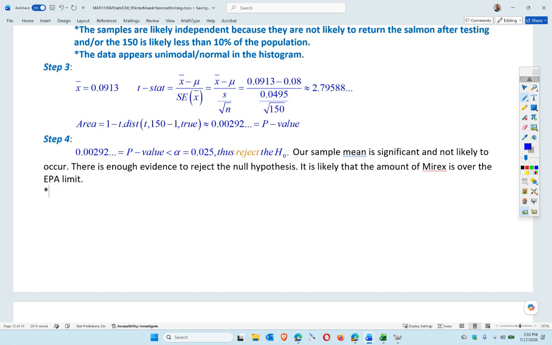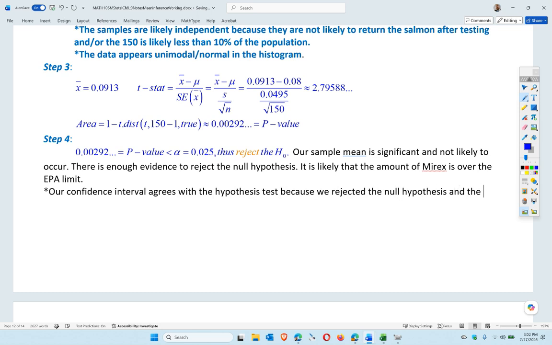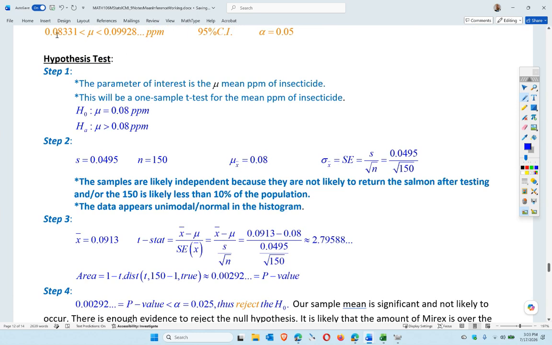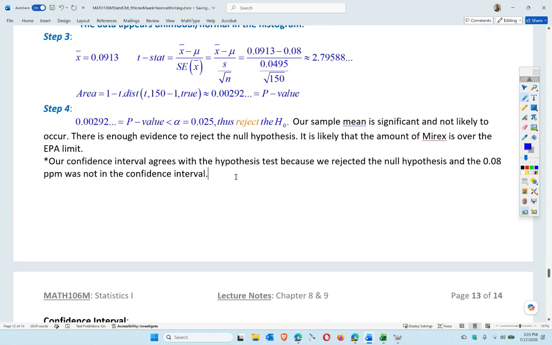So our confidence interval agrees with the hypothesis test because we rejected the null hypothesis, and the 0.08 ppm was not in the confidence interval. So we look back here: 0.08 is not in the confidence interval. It's just outside on the lower end, correct? All of these values are clearly higher than 0.08. That makes sense.